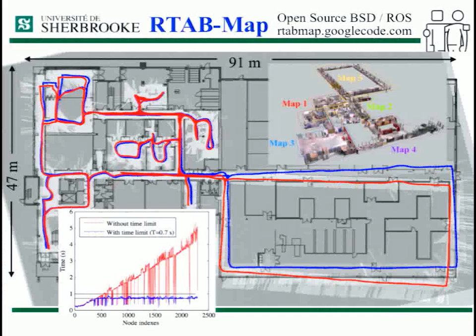So after the 5 sessions, here are the final global maps with and without memory management. The quality of the map is similar, but with memory management, the approach respects the online constraint.